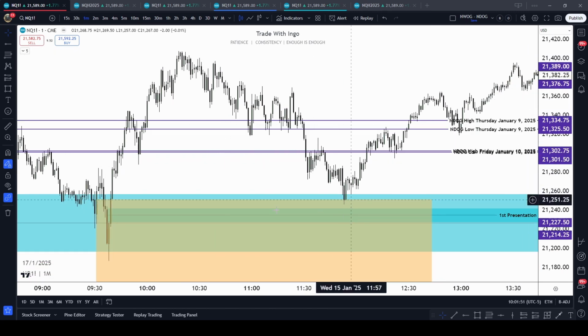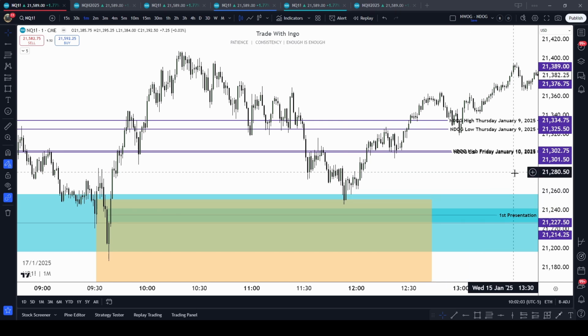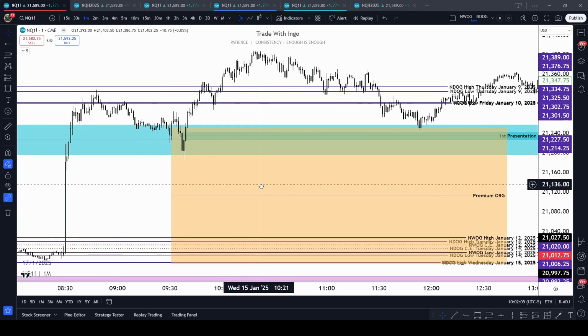Retrace all the way back down into the opening range gap high. Look at the bodies, just beautiful. Inside the bullish inversion fair value gap on the hourly.